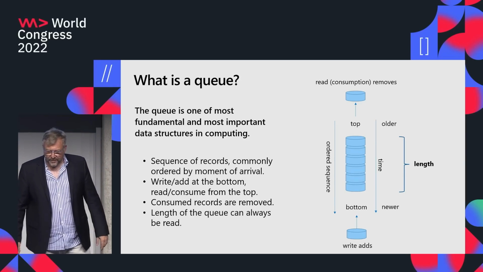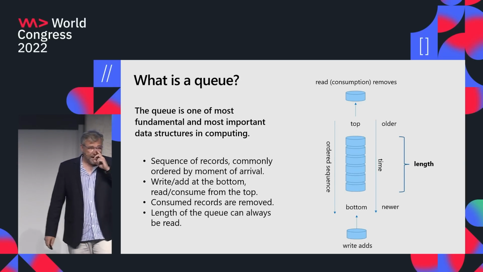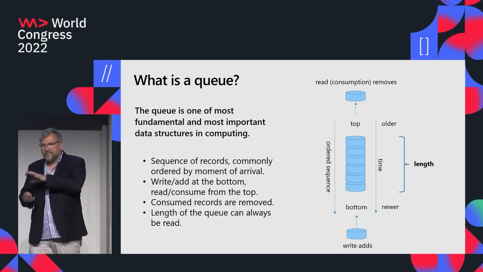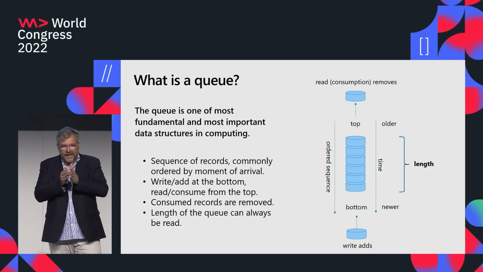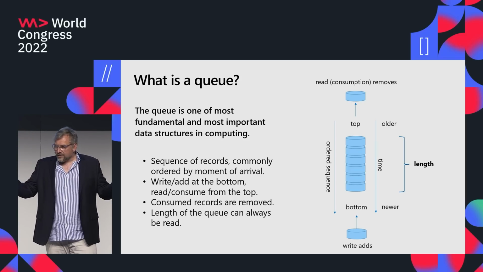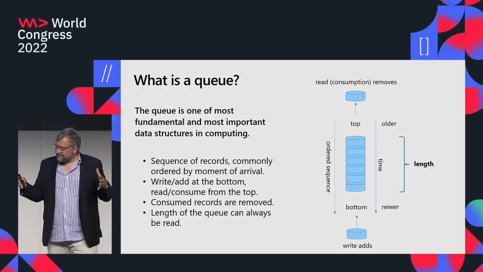Being able to observe the length of the queue is important, because that will be an indicator of how much work there currently is, and what capacity of the system is left. If the queue is empty, you have plenty of capacity. If the queue is long, you don't have enough capacity, you may have to go and add some.